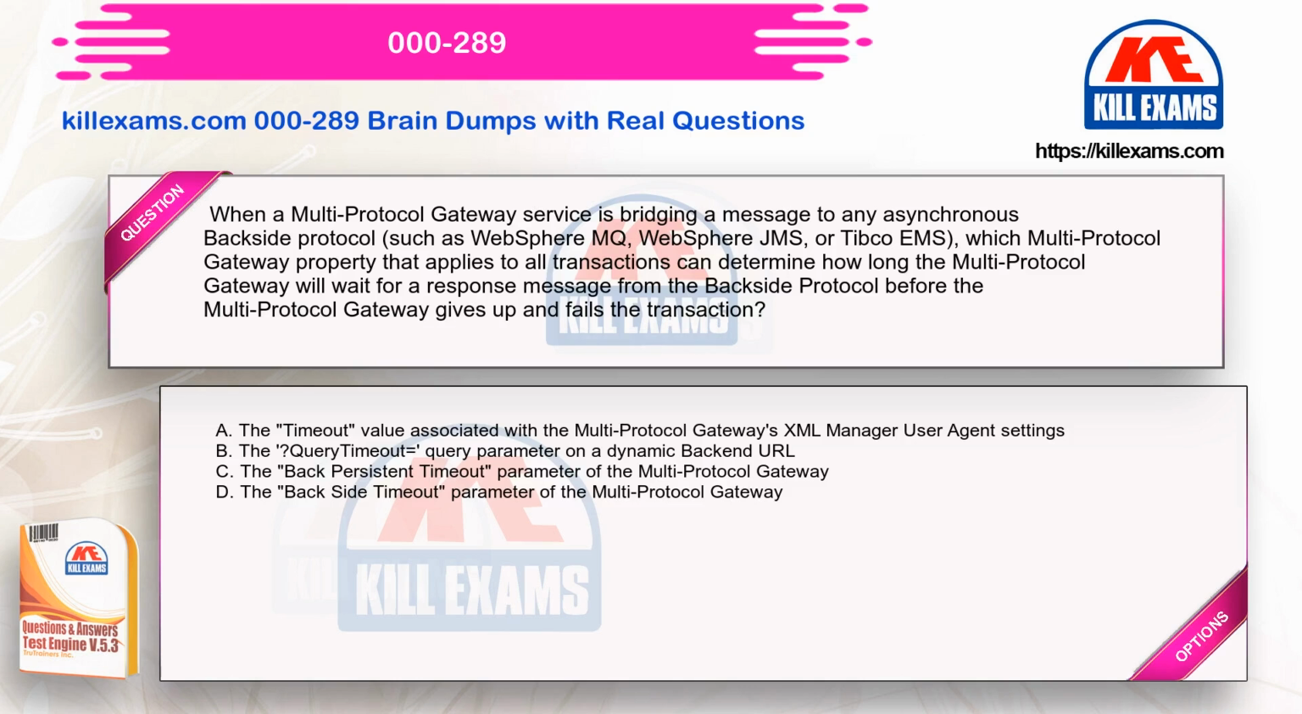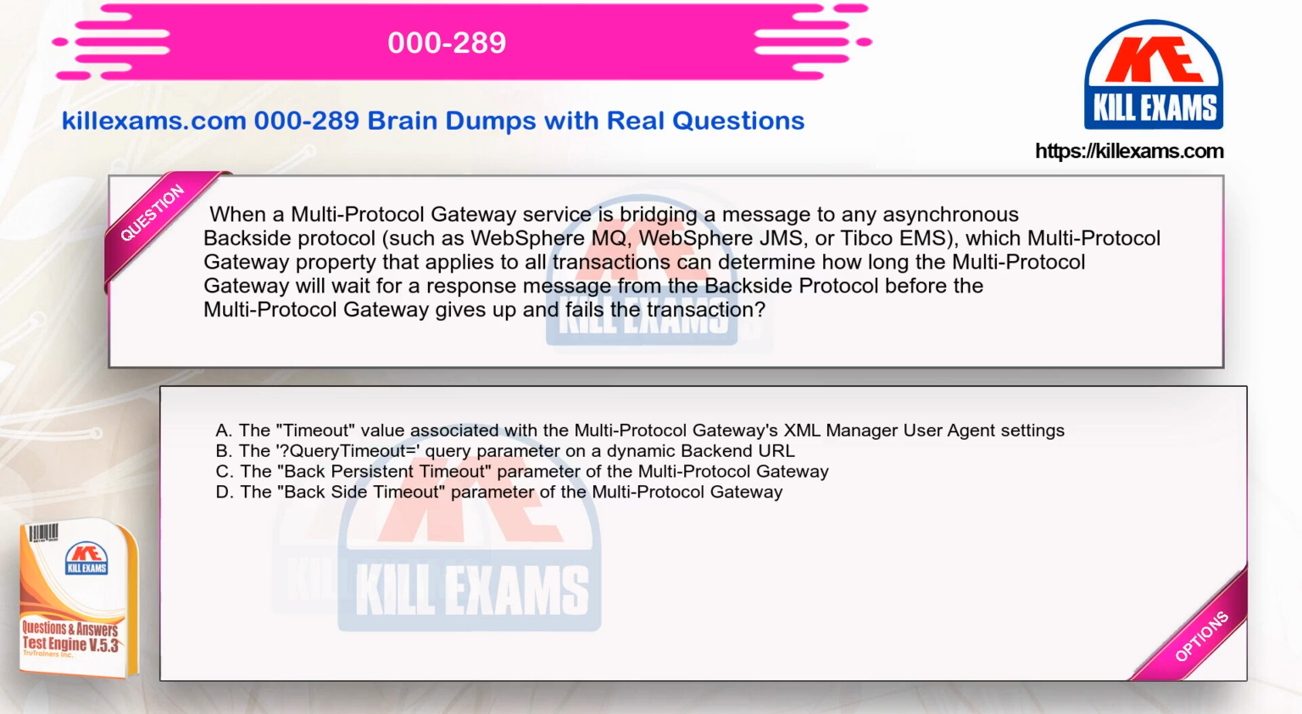When a multi-protocol gateway service is bridging a message to any asynchronous backside protocol, such as WebSphere MQ, WebSphere JMS, or TIBCO EMS, which multi-protocol gateway property that applies to all transactions can determine how long the multi-protocol gateway will wait for a response message from the backside protocol before the multi-protocol gateway gives up and fails the transaction?